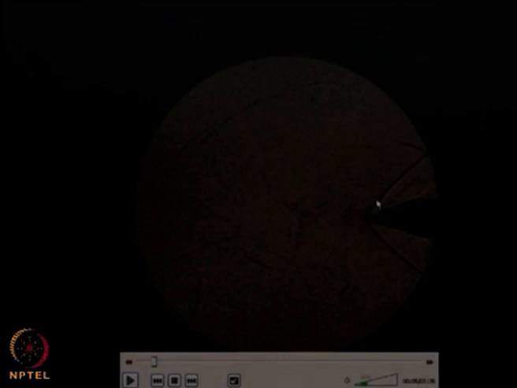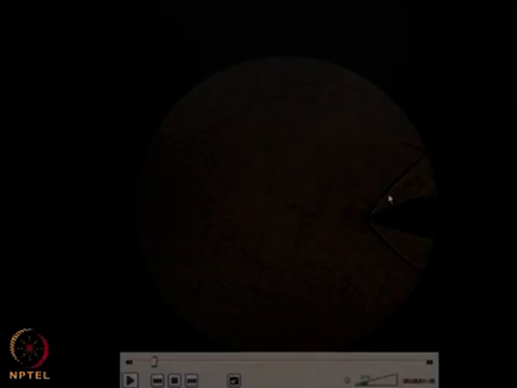You are seeing this as a shadowgraph. So you are seeing it as a dark line followed by a bright line. That is the first thing I want you to notice.